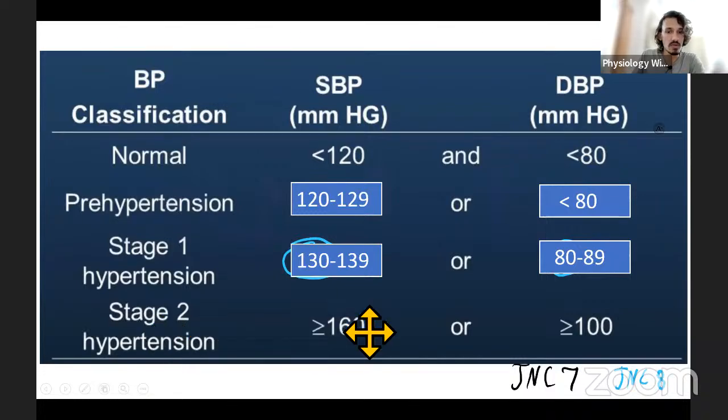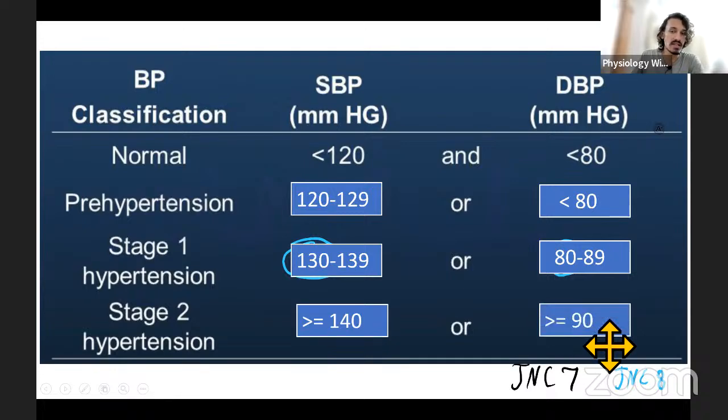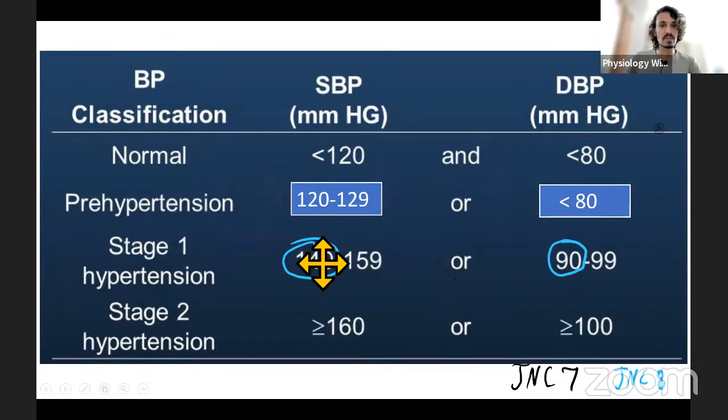Okay, stage 2 is more than 140, not more than 160, more than 140. And it's not 100 over here, it's 90. So ultimately, according to the current classification, how can you define hypertension? More than or equal to 130 systolic blood pressure or 80 diastolic blood pressure is the cutoff for telling it is hypertension. Okay, that is according to JNC 8. In case you want to still remember the previous one, you can give it as JNC 7.